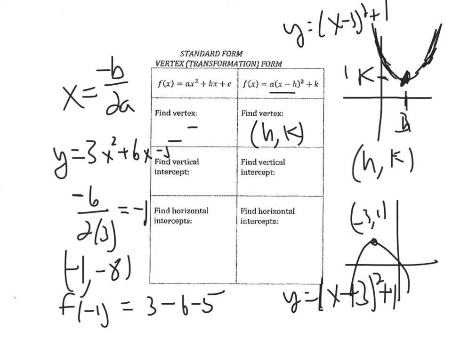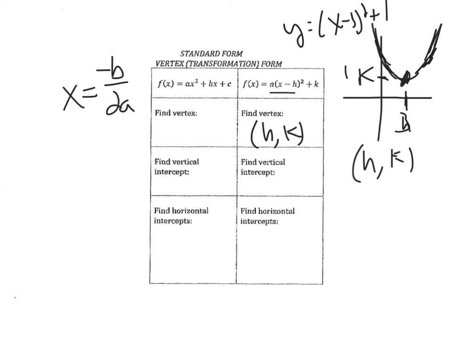So here, let me do some cleaning up. The vertex is -b over 2a for the x, and then we'll find f of -b over 2a for the y. And that's basically how you find that.